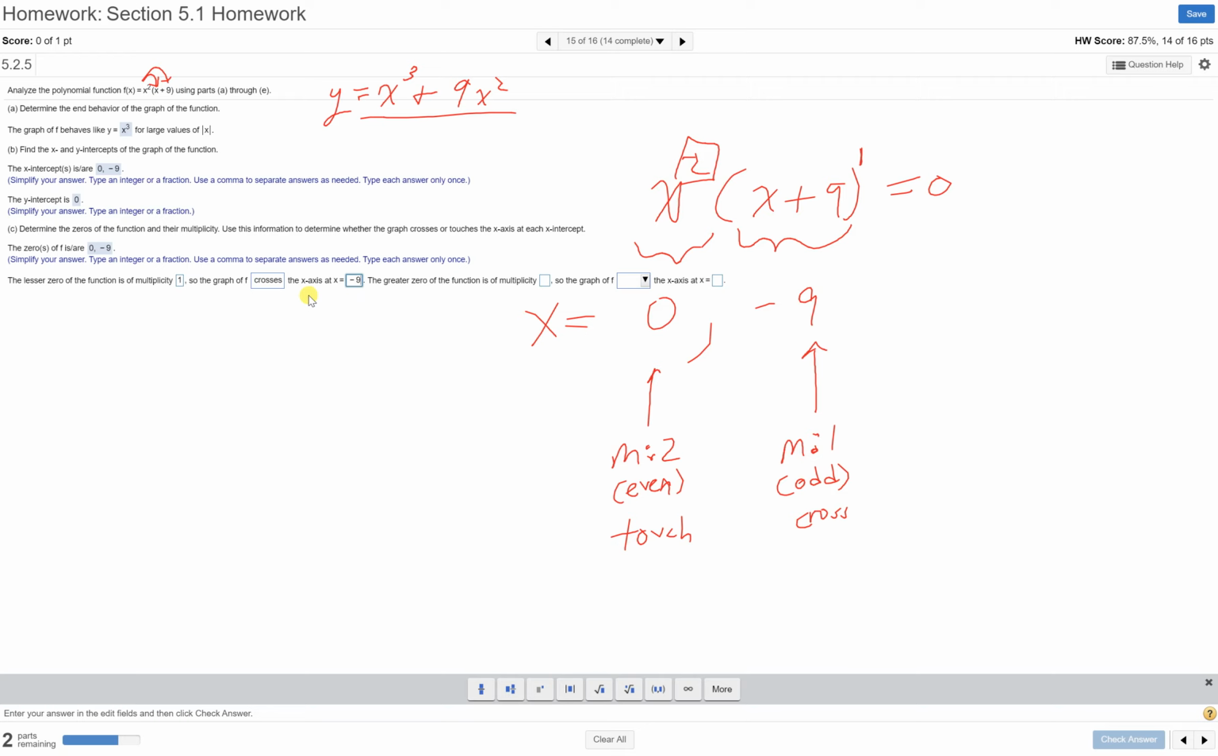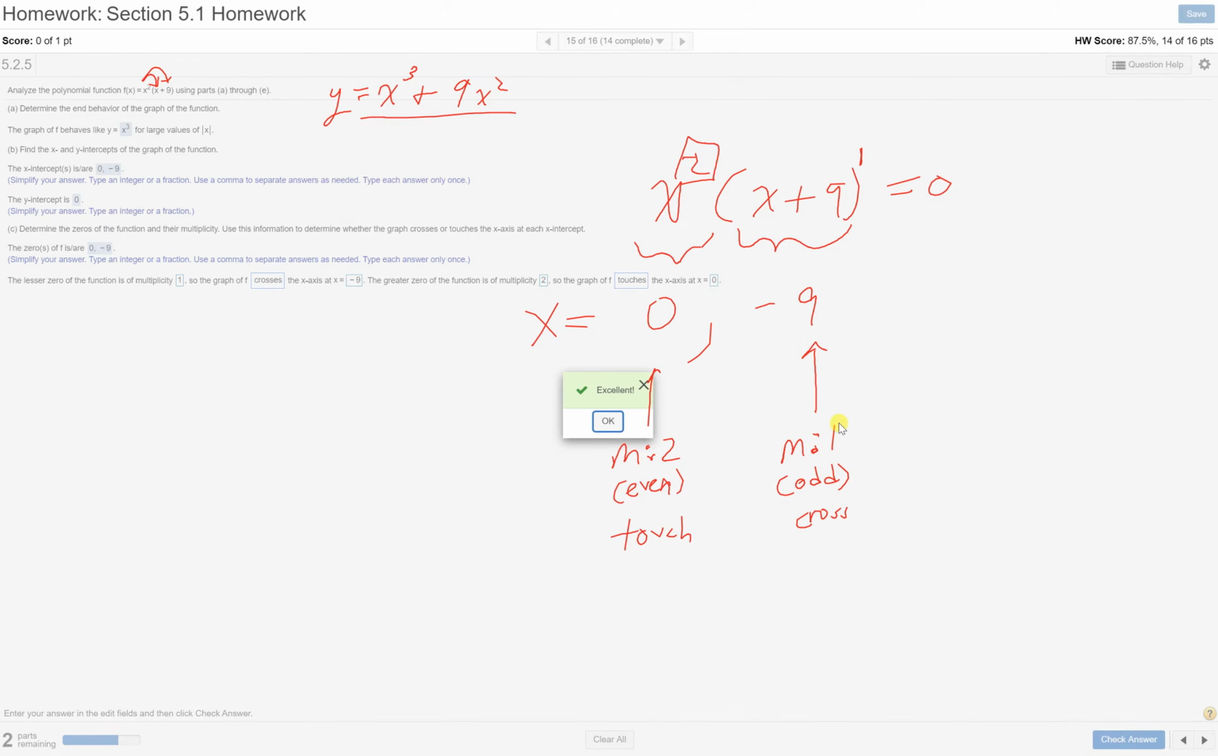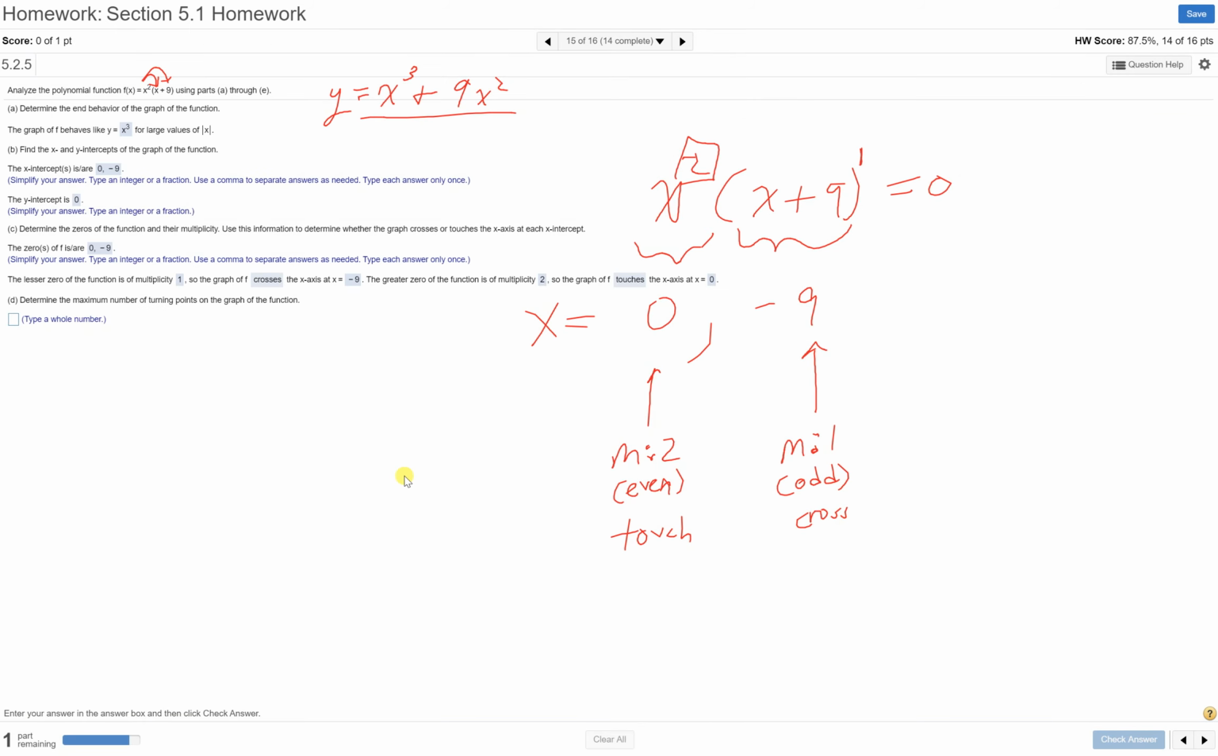All right. So the greater zero of the function is 0. So the multiplicity of 0 we earlier figured out was 2. That implies that it's going to touch the graph at that point when x is 0. Excellent. We're going to check our answers. Okay, great.